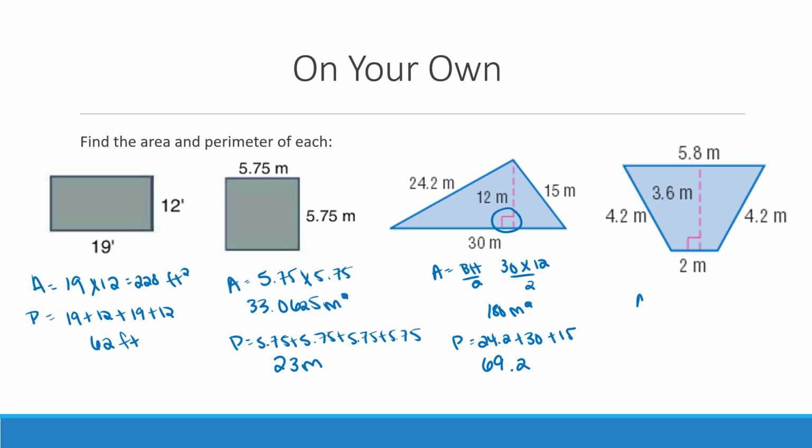And then my area of my trapezoid here, I'm going to add my bases together. So 2 plus 5.8 gives me 7.8. I'm going to do 7.8 divided by 2, which is going to give me 3.9. I'm going to multiply that by my height, which is 3.6, and I get an area of 14.04 meters squared. And then my perimeter, I'm going to add 2, 4.2, 4.2, and 5.8. Again, notice I did not add in my height there, and I'm going to get a perimeter of 16.2 meters.